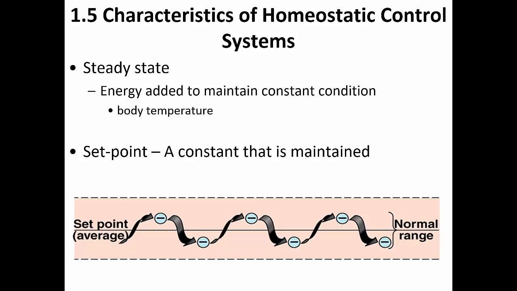Now, we want to talk briefly about how those parameters are maintained within the body. So we typically use the term steady state to refer to the state at which a variable is maintained within the body, and we understand that energy must be applied in order to maintain that particular variable. So for example, body temperature. A great deal of energy is expended to maintain a constant body temperature in the case of humans or any homeothermic animal, any animal that maintains its body temperature.